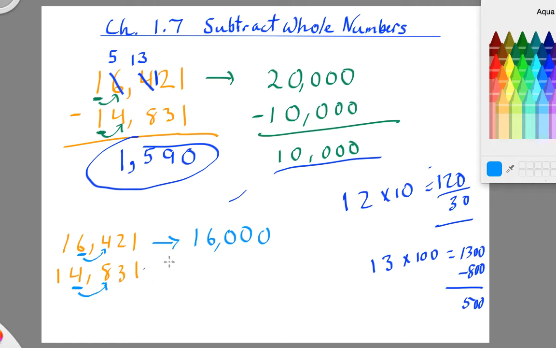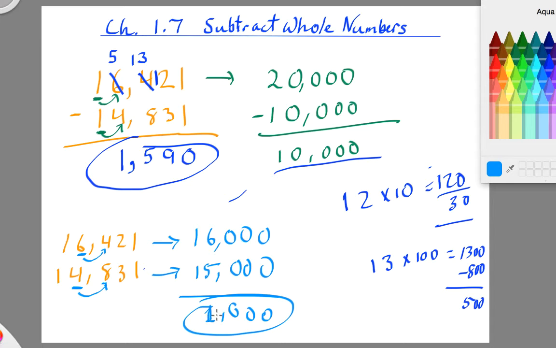1,400 is going to round up to 15,000. I keep saying that wrong. Must be too early in the morning. 6 plus 5 is 11, so we're carrying the 1. Oh, I'm supposed to be subtracting. Okay. So 0 take away 0, these are all 0, but 6 take away 5 is 1. So we get 1,000 for an estimate. 16 take away 15 is 1. 16,000 take away 15,000 is 1,000. And 1,000 is pretty close to our final answer of 1,590.